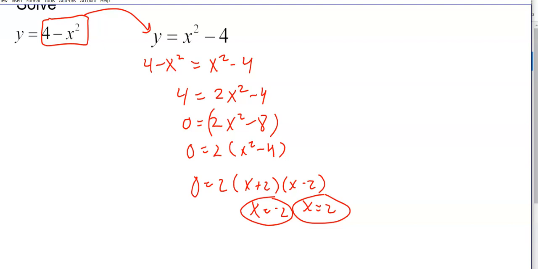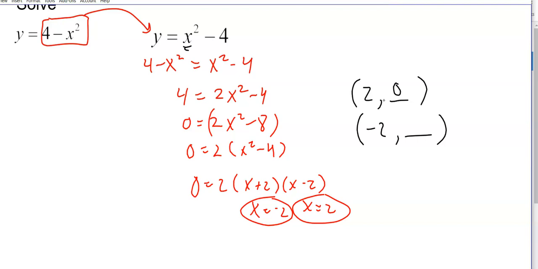So this one, we've got to plug in. So I know one of my x values is 2, and the other value is x equals -2. And so let's plug in. So if you plug in a 2 there, 2 squared is 4 minus 4 is 0.